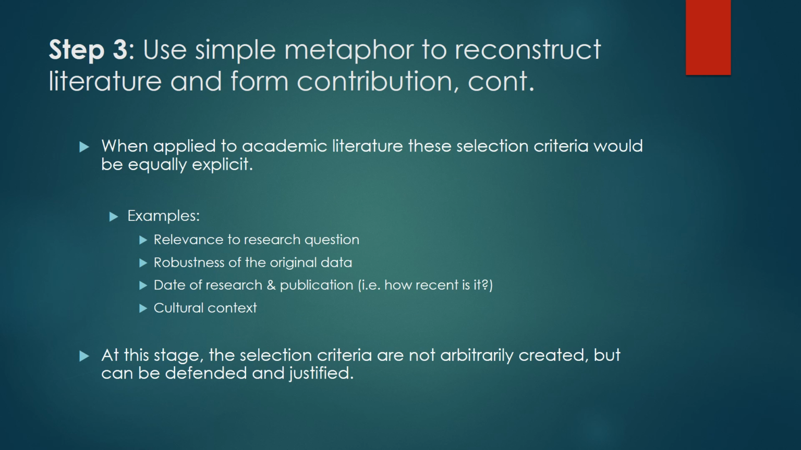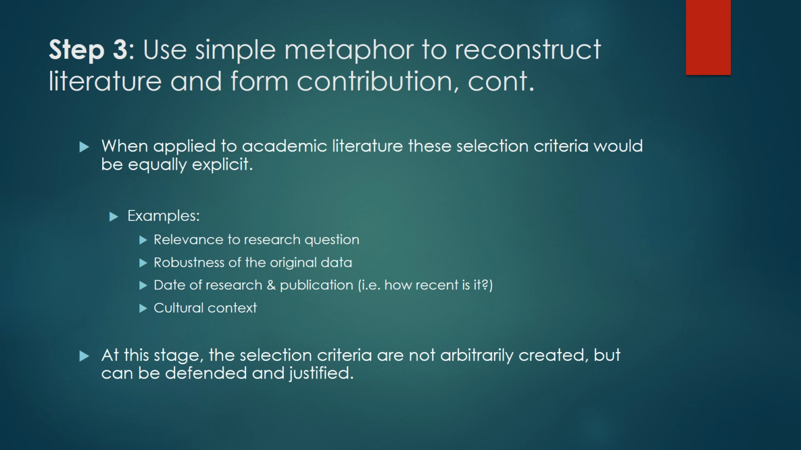So when we interpret this metaphor and apply it to academic literature, we can come up with several examples. So relevance to the research question, how robust the original data was in the study, how current the research is, and also looking at the cultural context of the research studies. So at this stage, the selection criteria are not arbitrarily created, but can be defended and justified.